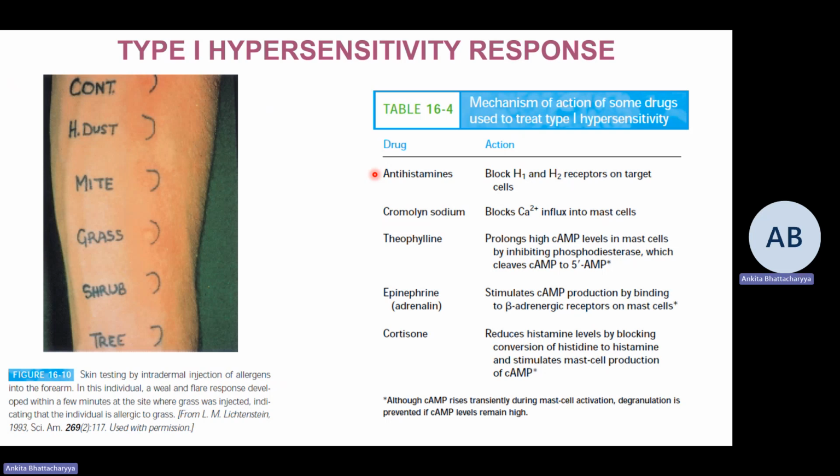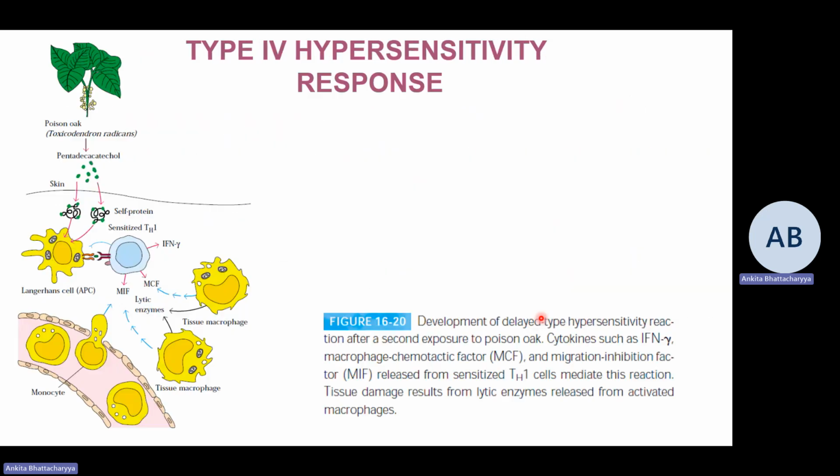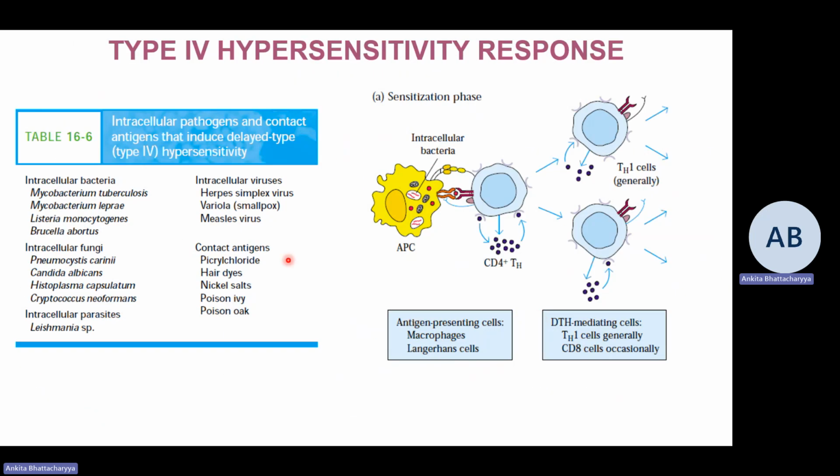So these are some of the drugs used to treat type 1 hypersensitivity. And very quickly, I'll just end with type 4 hypersensitivity. We'll be going into type 2 and type 3 later on, like I mentioned previously.